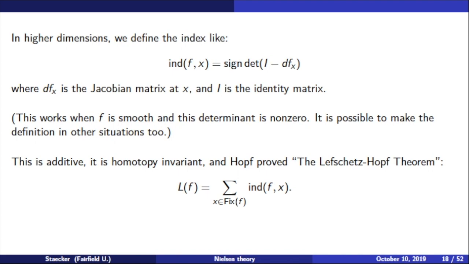And Hopf actually proved what we now call the Lefschetz-Hopf theorem. It says, if you take all the fixed points, and for each of them you add the index, and you take that sum of everything, it all adds up to the Lefschetz number. And so for this reason, people sometimes say that the fixed point index is like a local version of the Lefschetz number. The Lefschetz number is defined over the whole space. But if you just look at the individual fixed points, you can add up their fixed point index, and what you get is the Lefschetz number. I'll just say axiomatic definitions exist also. In fact, it is true. You know, the fixed point index is additive and it's a homotopy invariant.